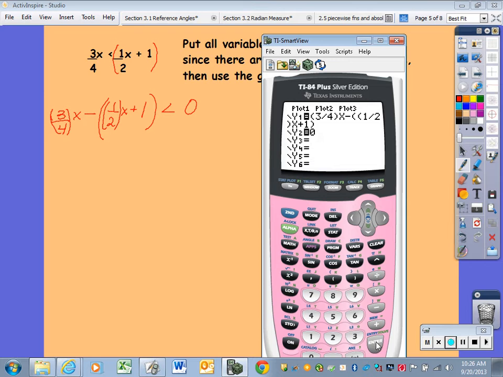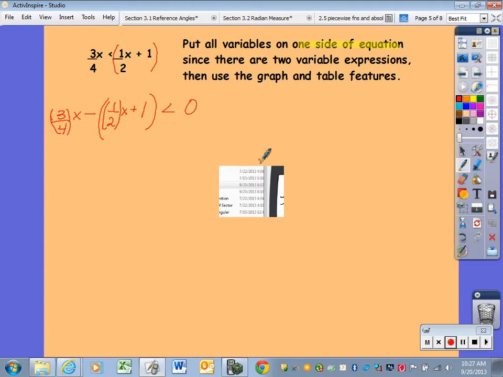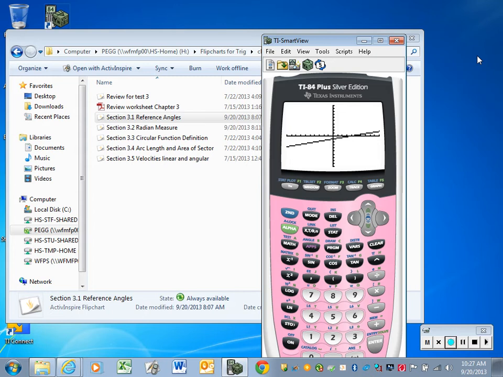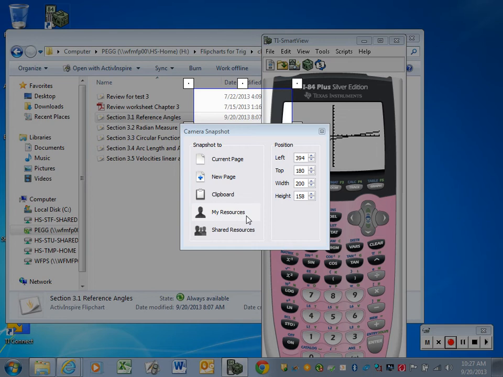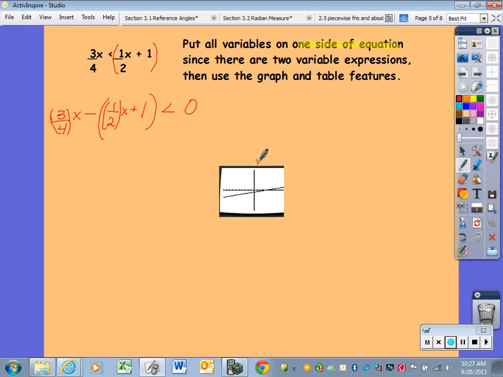Now I don't know where we were last, so I'm just going to do zoom 6 so we go to our negative 10 to 10, negative 10 to 10 window. There, and here comes our 0. All right, I'm going to take a picture of it so that I can highlight. Nope, not what I wanted. Let me try it again. There we go. That's the one I wanted.